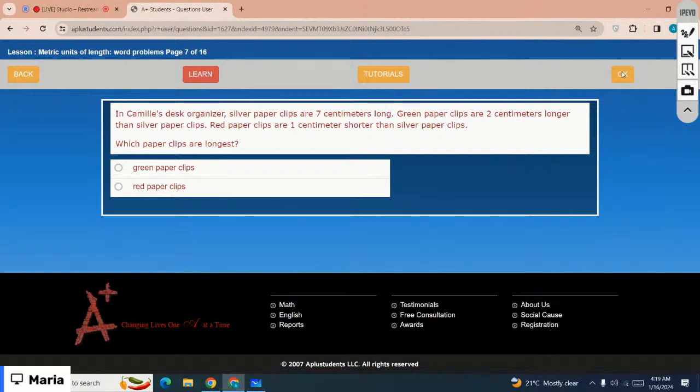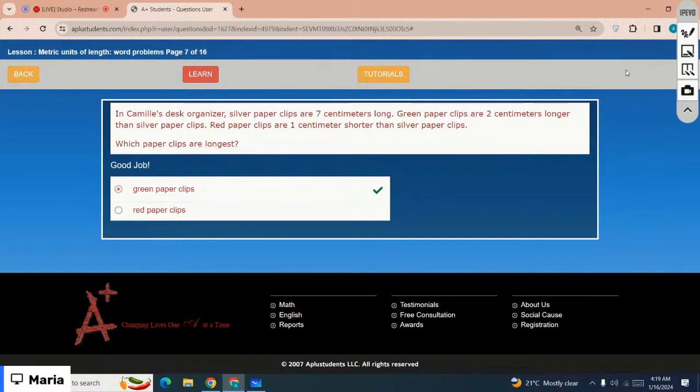The correct option is green paper clips. They are the longest one, right? The correct option is green paper clips.